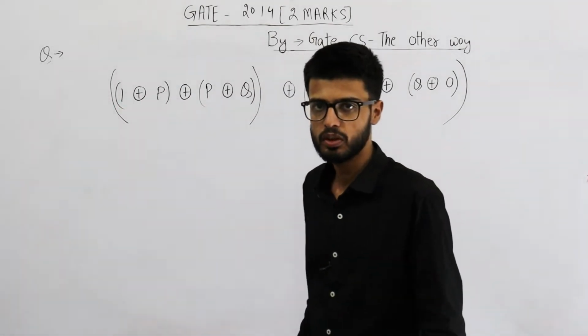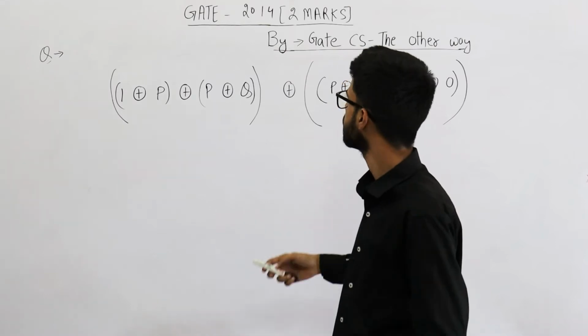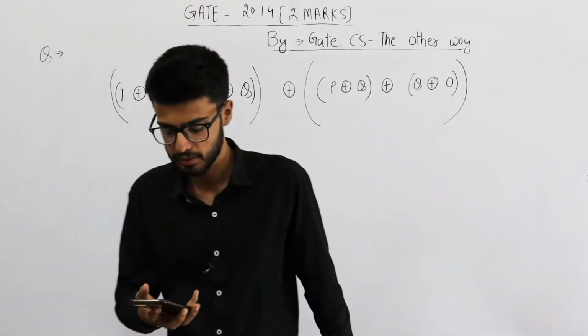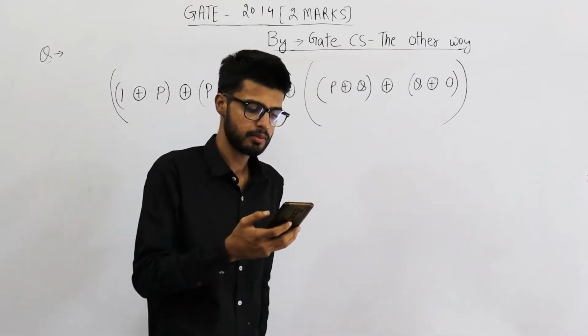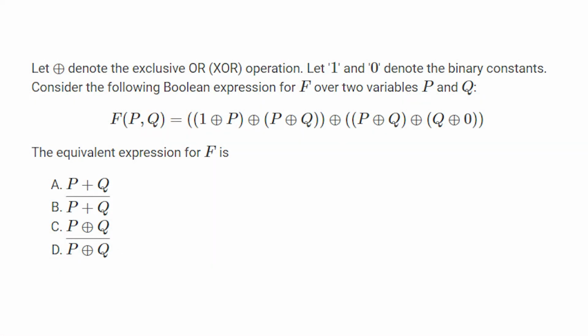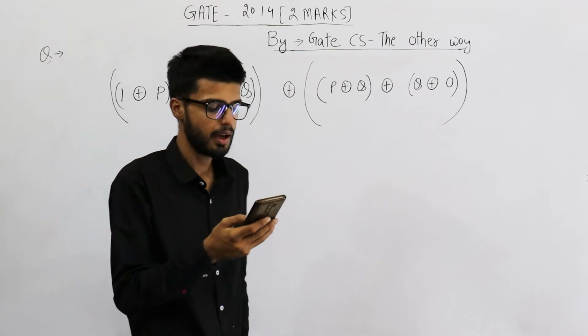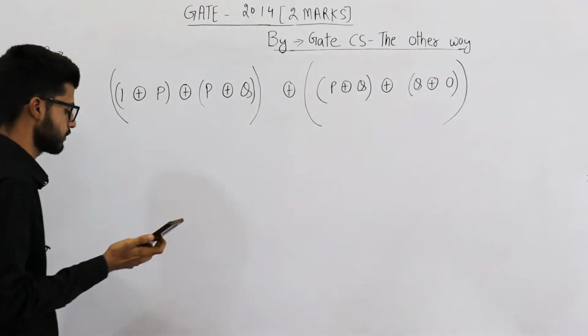This question is from 2014 GATE exam set 3. So let me read the statement. Let this symbol denote the exclusive OR, that is XOR operation. Let 1 and 0 denote binary constants. Consider the following Boolean expression for f over the variables p and q. Just have a look at this function f depending on p and q. They're asking for the equivalent expression for f, and you have 4 options.